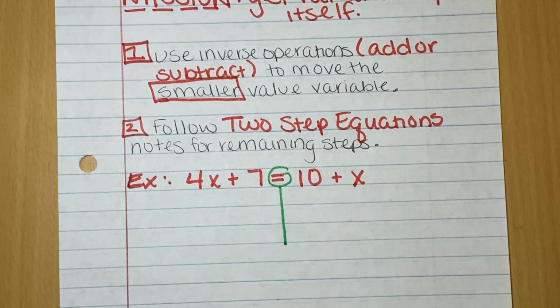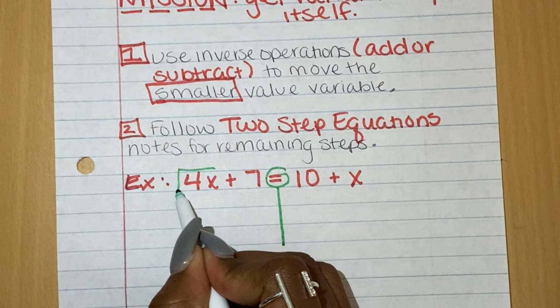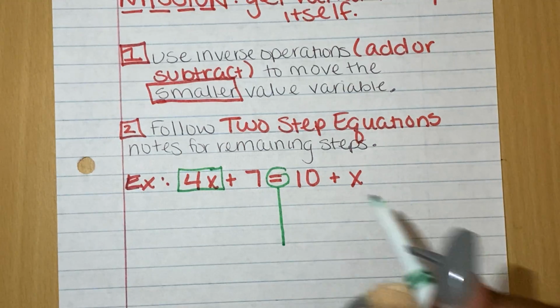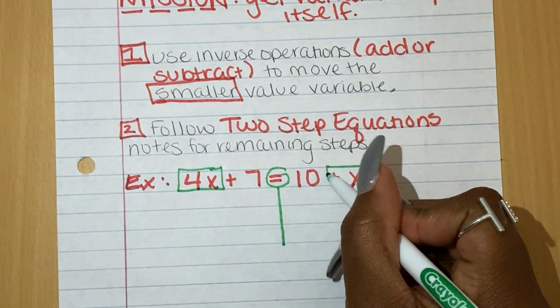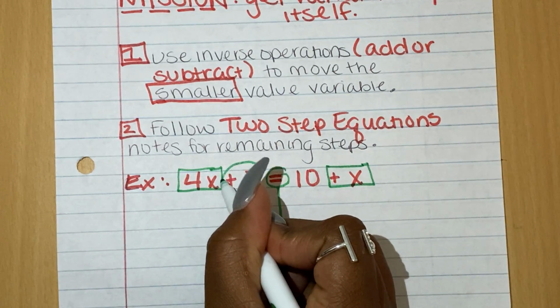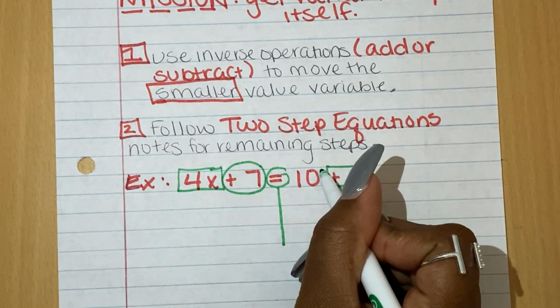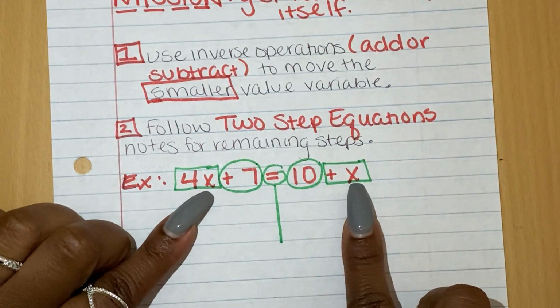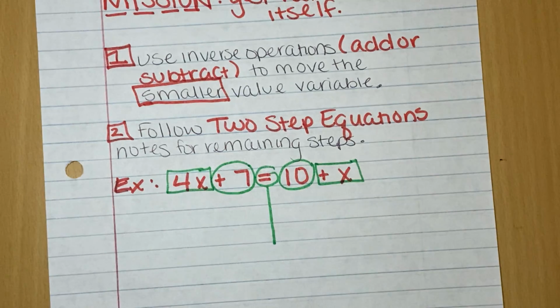Then I am going to combine things or circle and box things that look alike. So this 4x right here has somebody that looks like him on the other side of the equal sign. It's that positive x right there. This positive 7 and that 10 look alike, okay? I'm not saying that they are the exact same. What I'm saying is these are both coefficients. These are both constants. I can combine them.